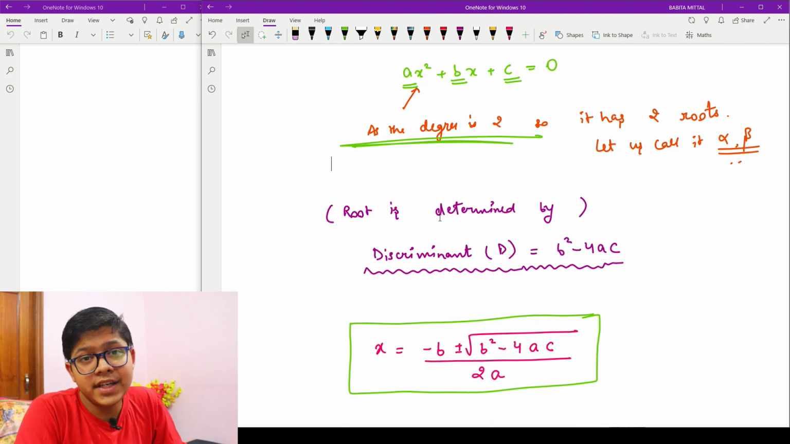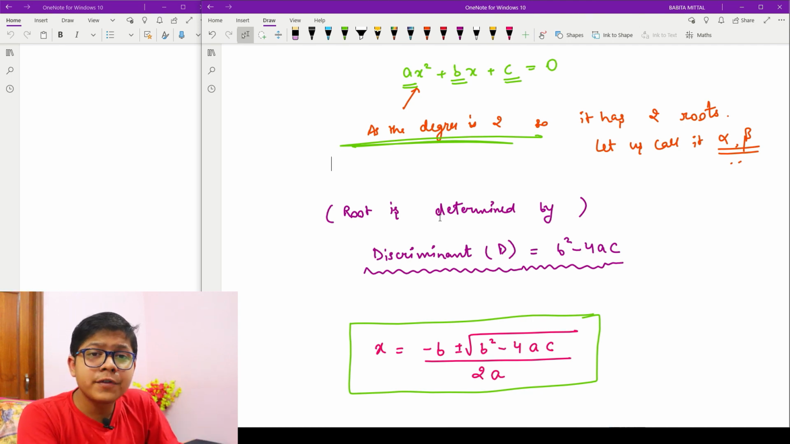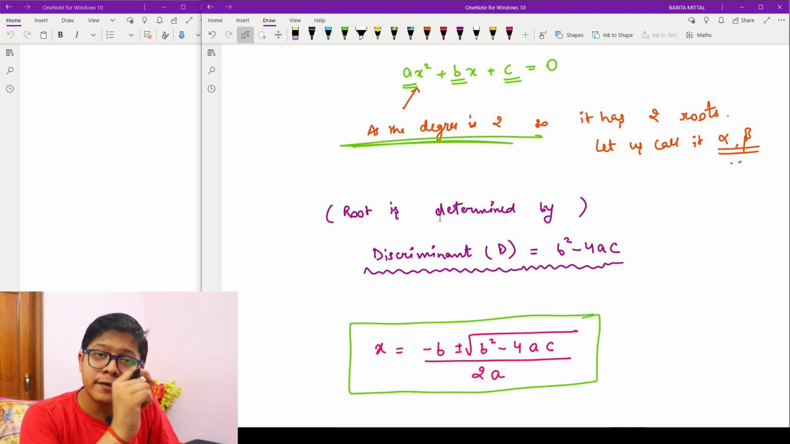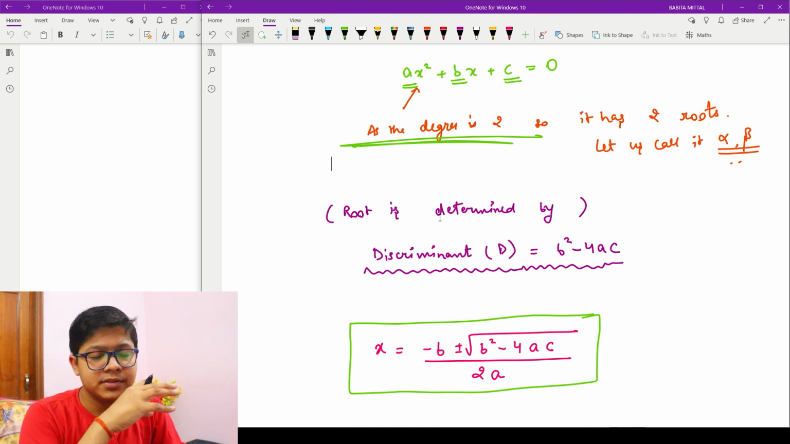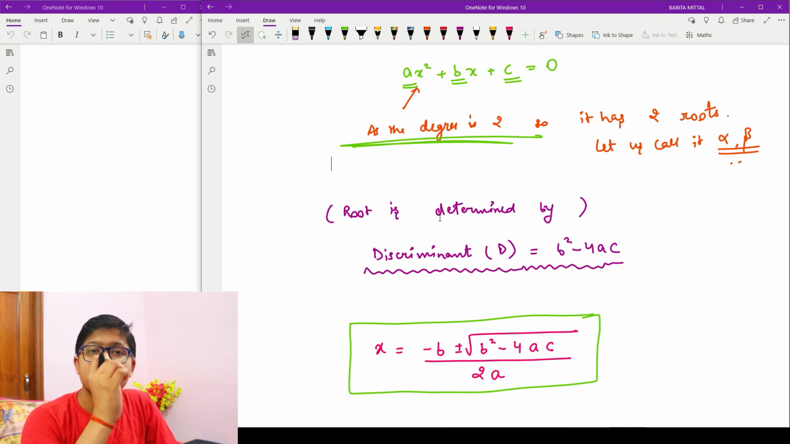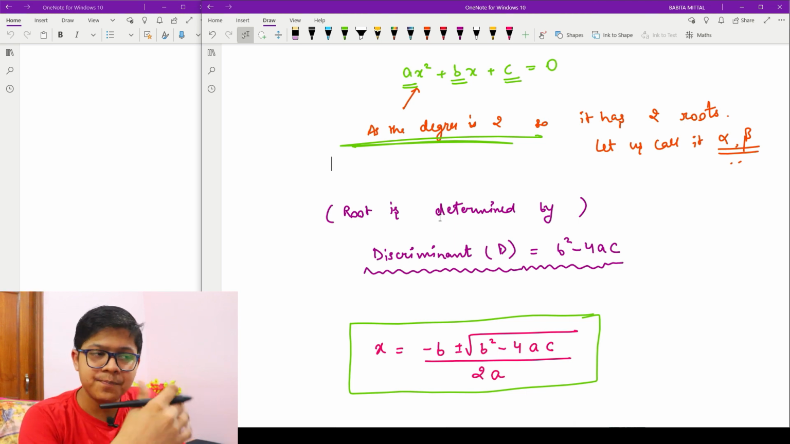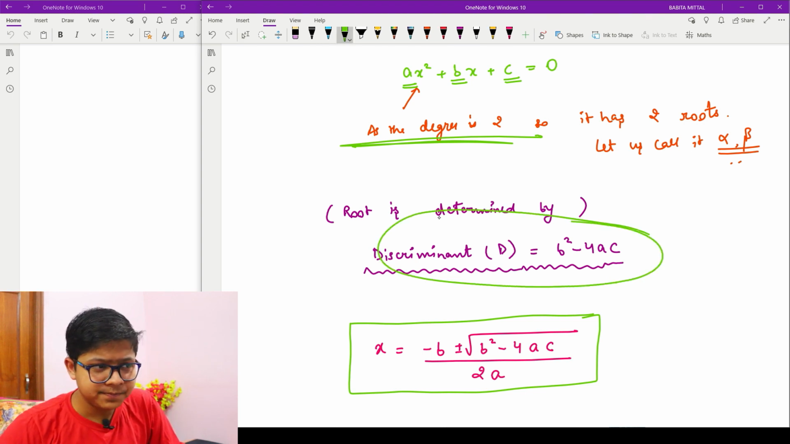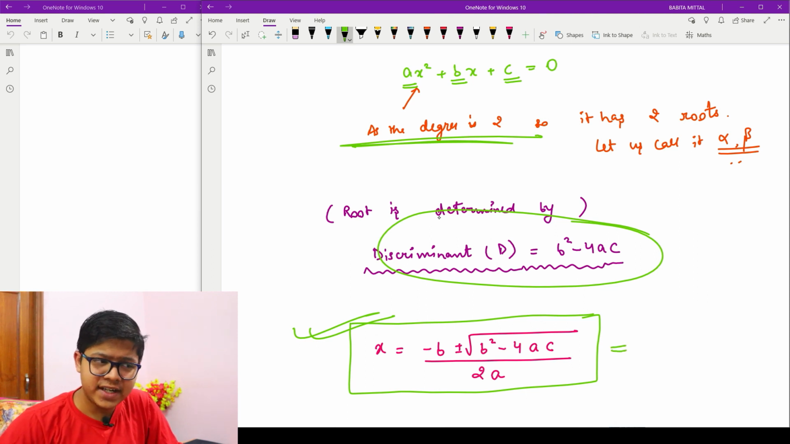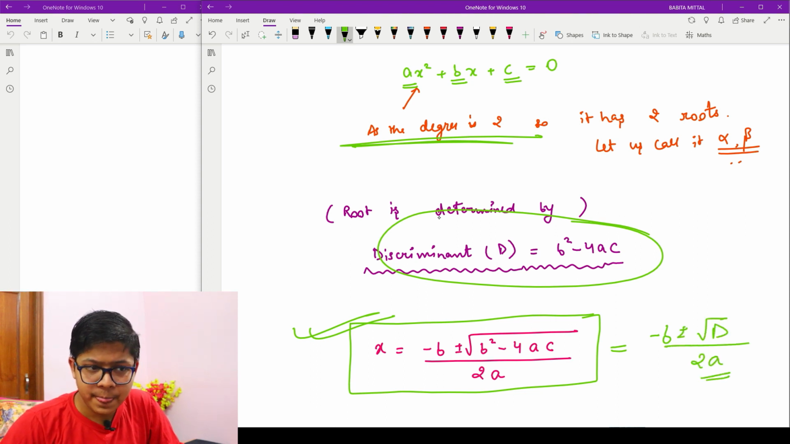Now in a quadratic equation we need to find the discriminant, which is nothing but b square minus 4ac, which means the square of the coefficient of x minus 4 into the coefficient of x square into the coefficient of x raised to the power 0, which means the constant term. So you should remember this formula. x is equal to minus b plus minus root of b square minus 4ac upon 2a, or you can also write it as minus b plus minus root of d upon 2a.